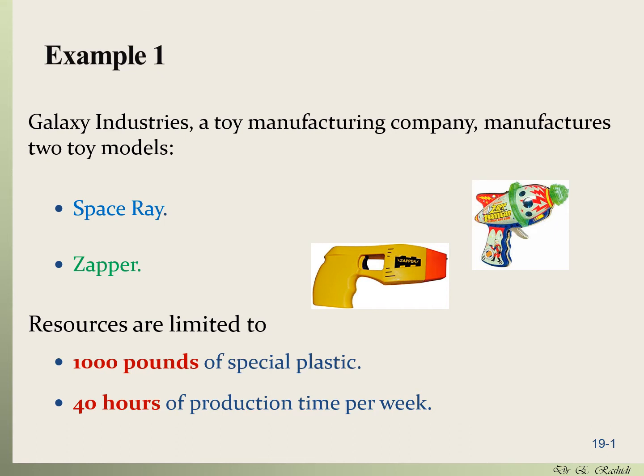The resources to make these two types of toys are, of course, limited for this company. They have 1,000 pounds of plastics for weekly production, and they have 40 hours of production time per week. So these two resources, as you see, are limited, and we want to make the best out of this.